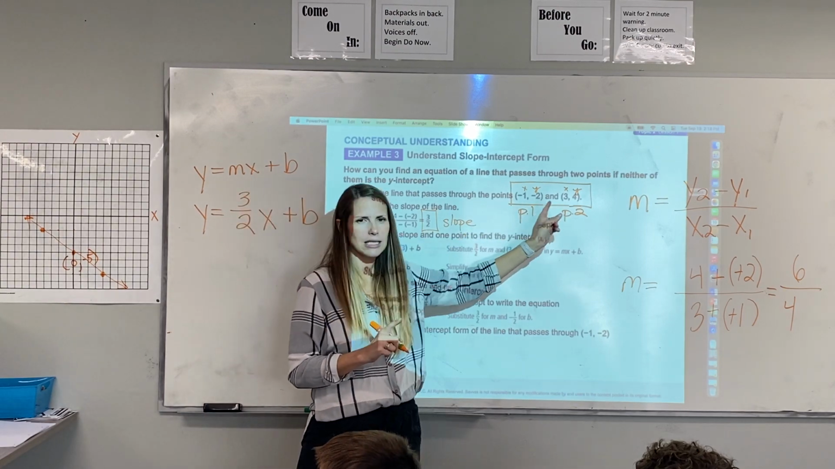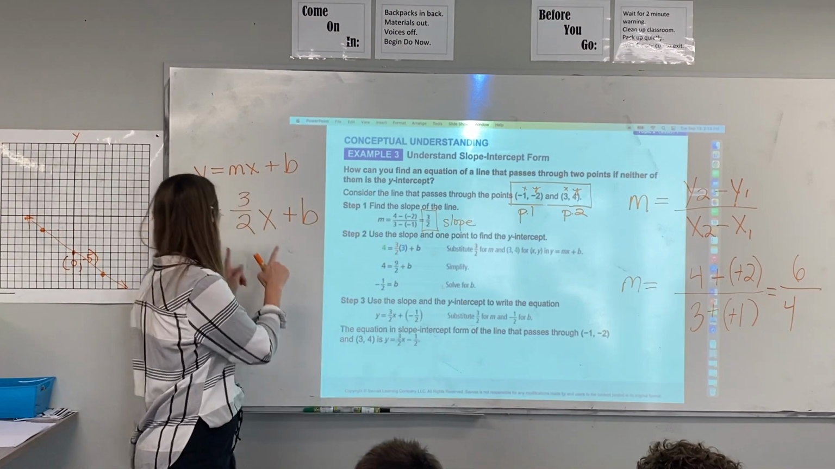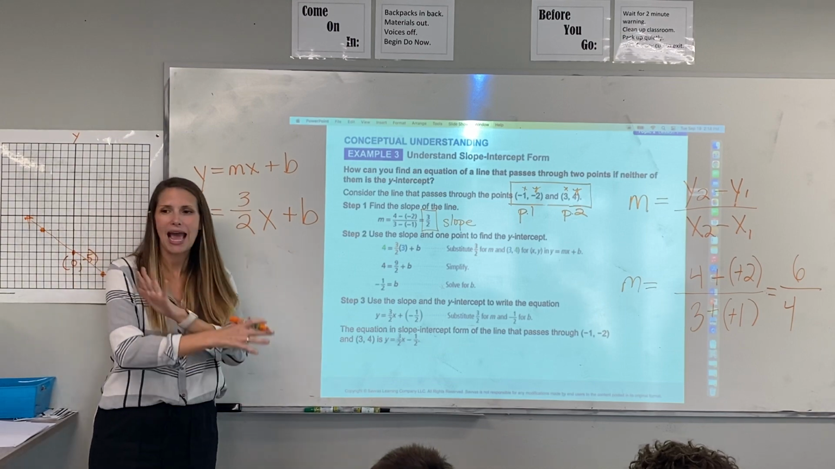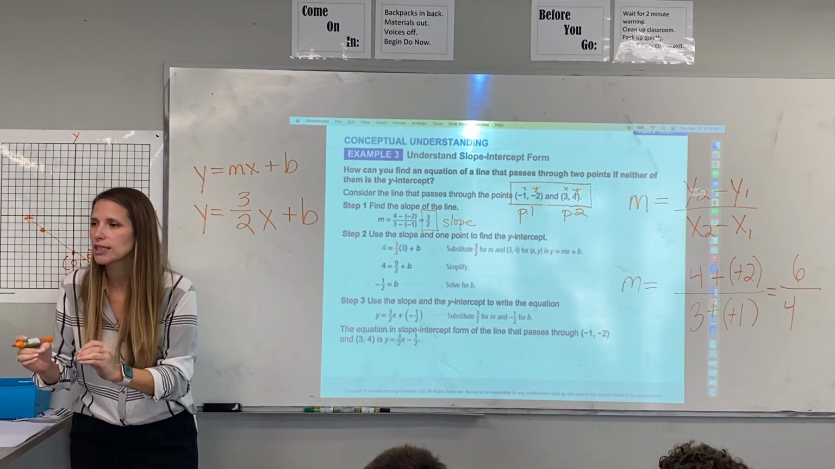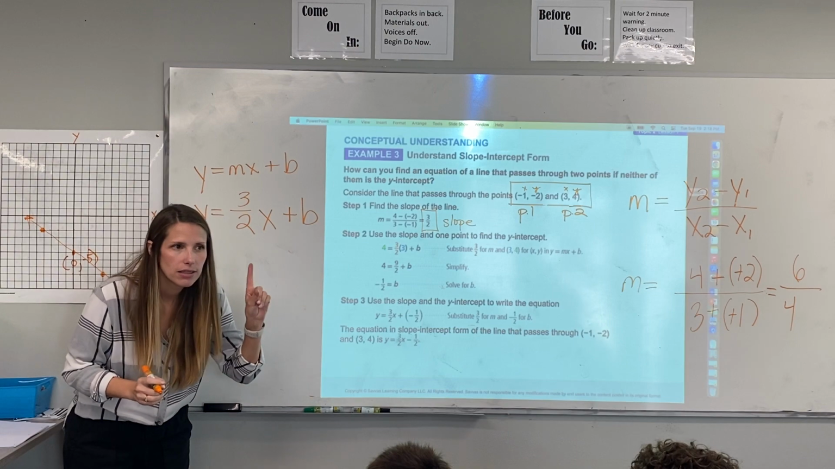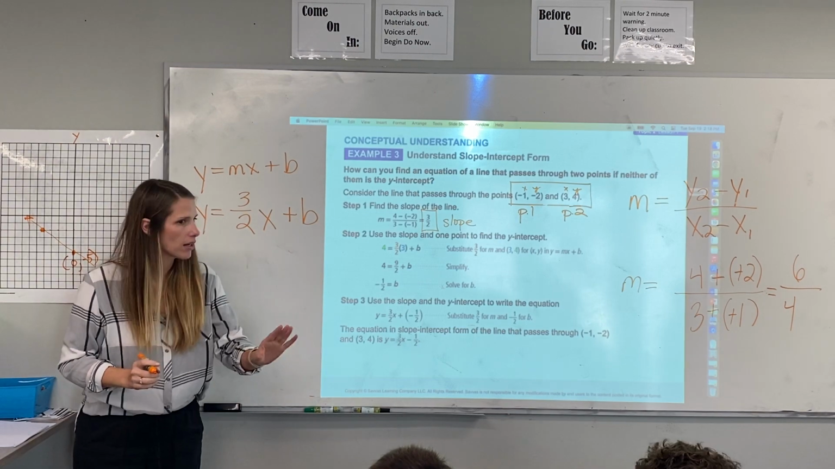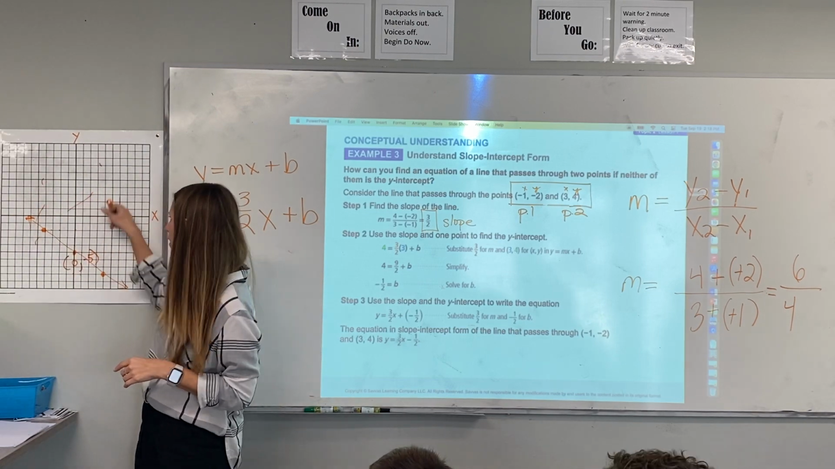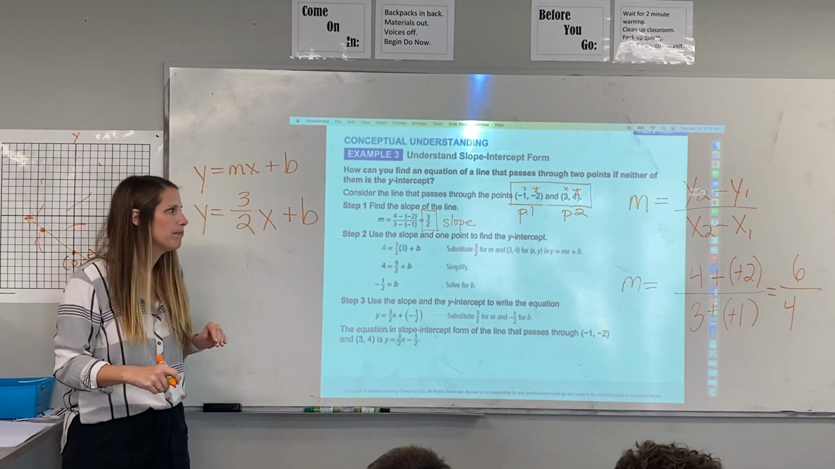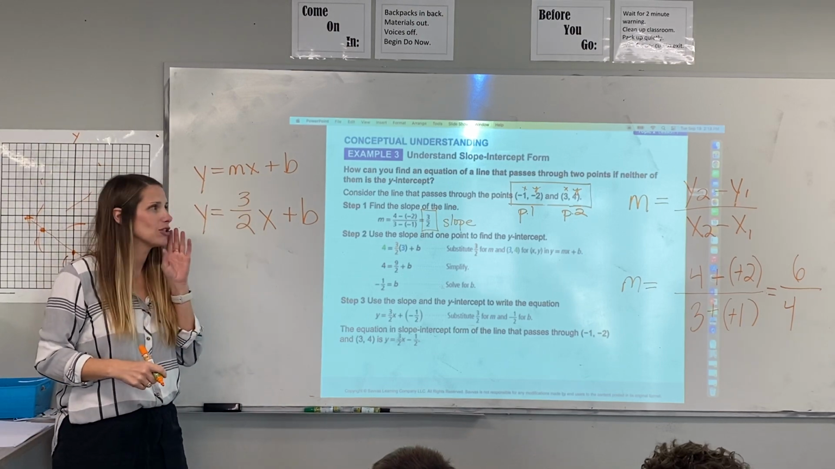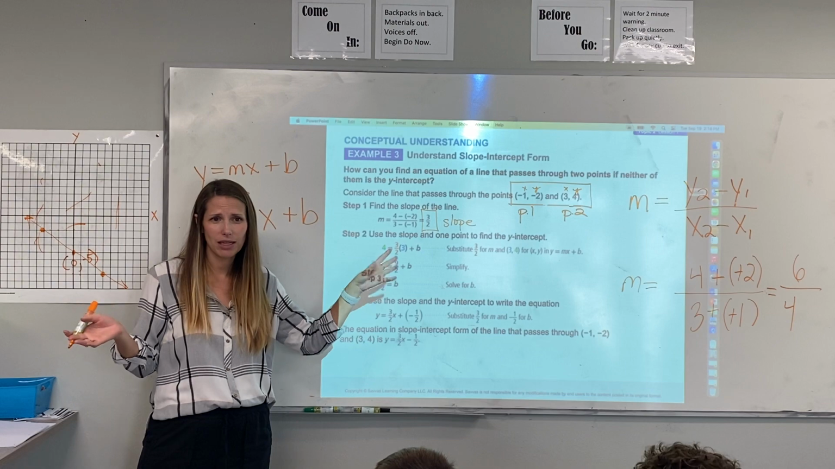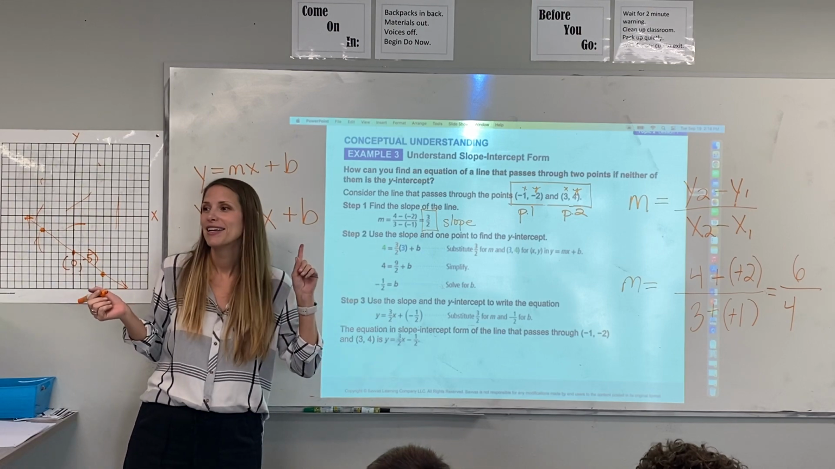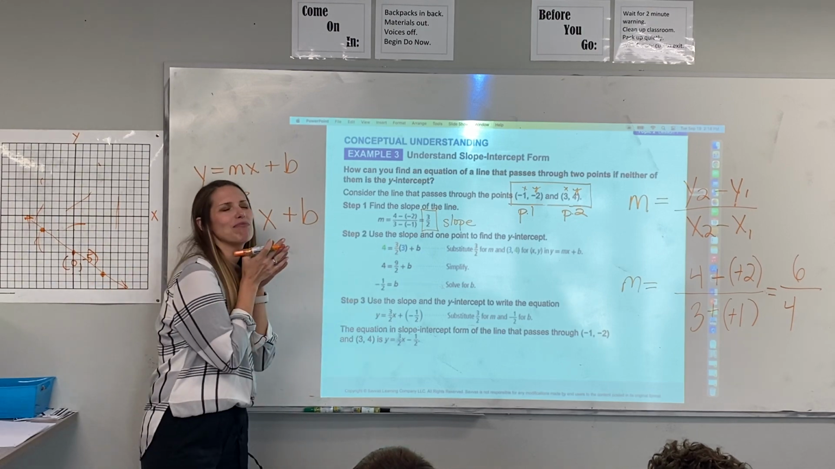Which one should we use? Does it matter? No, because x and y are represented by any coordinate point on the line, not on the grid. We can't just take any point. It has to be on that line, right? So, do we want to use point 1 or point 2? Since it's positive, it can be easy.